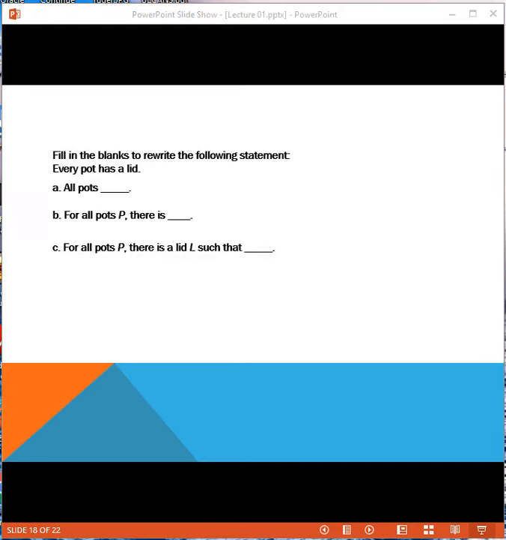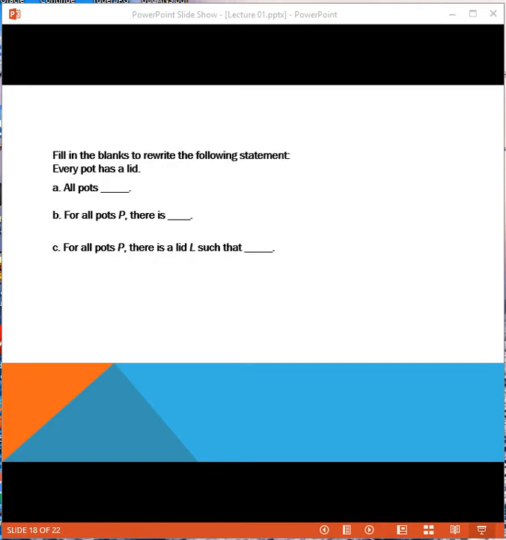So let's take an example here and look at a statement: every pot has a lid. We can rephrase that, and instead of saying every, we can use another qualifier, all, and say all pots have lids. So that's really just a restatement of that universal.